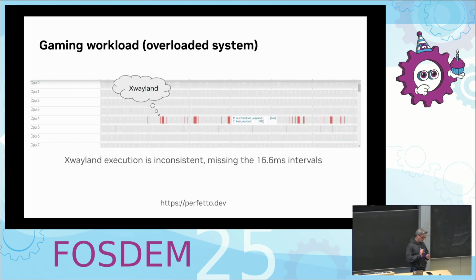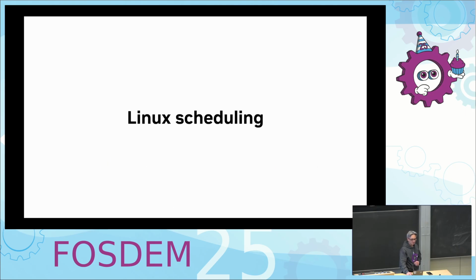If I try to overload the system, this is the same game, but with a kernel build running in the background. You can see that it's still trying to go every 16 milliseconds, but it's very fragmented, meaning that sometimes it's not even able to complete the drawing of a frame. Other times it's able, but it misses the next deadline. So that's very inconsistent. You don't get 60 FPS in this case. And that can be a problem in some cases. So why is this happening?